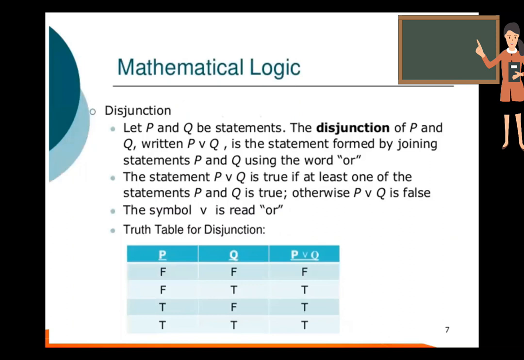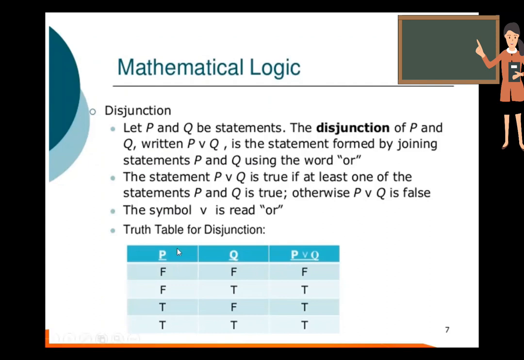Second connective, we have what we call disjunction. Let P and Q be statements. The disjunction of P and Q, written P or Q, is denoted by or. So the statement P or Q is true if one of the statements is true. If at least one is true, the entire sentence is true.